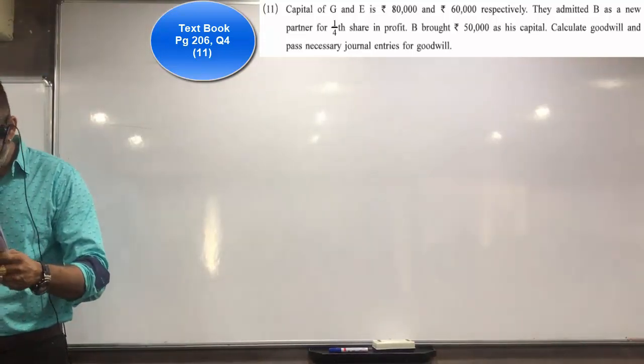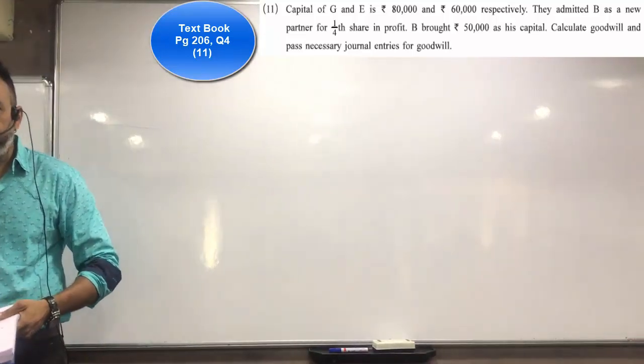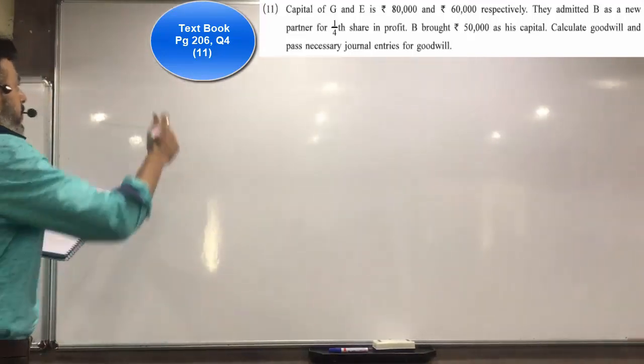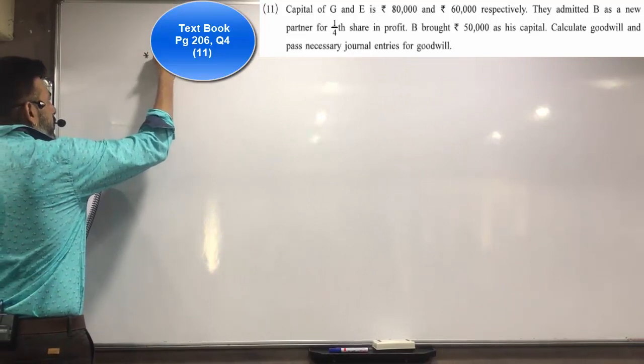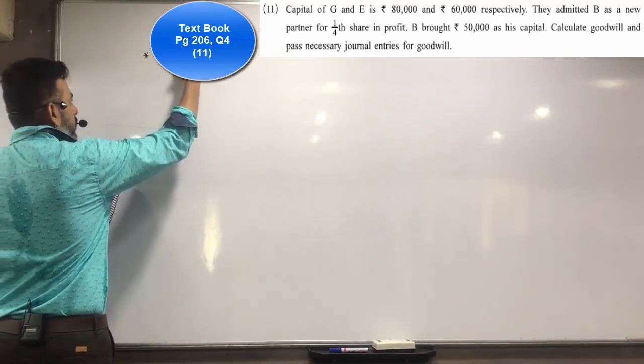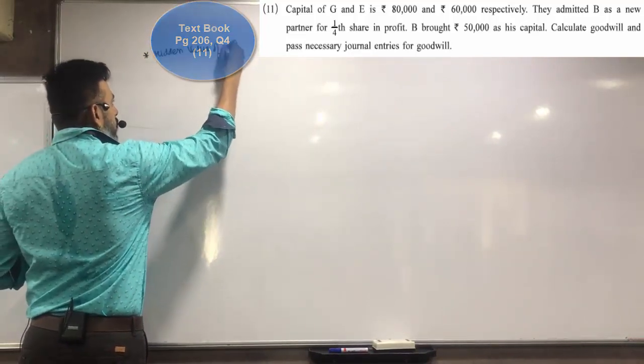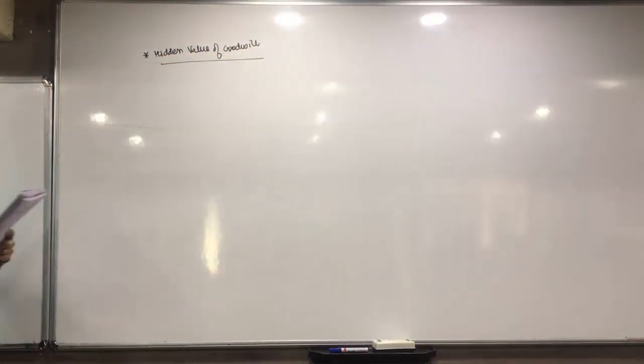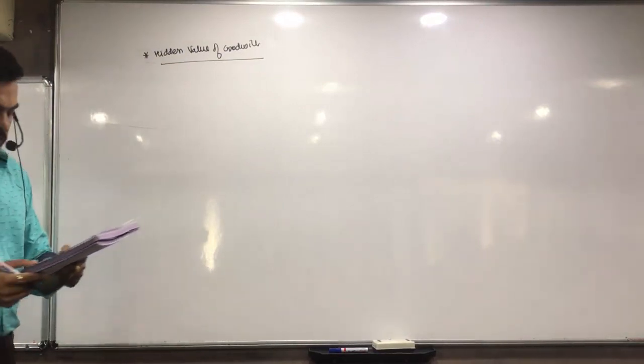Now in this sum, no mention of goodwill is there, and still we are asked to find the value of goodwill. So this is the concept of hidden value of goodwill. Now with the help of this example, we'll try to understand this.